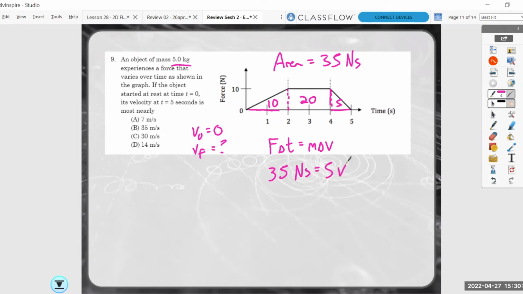And in this case, I can just write v because remember this is v final minus v initial, and our v initial here is nothing. So how much does our thing change by? Well, 35 over 5 changes by 7 meters per second in this case. So just pay attention to those graphs. They give you a graph, you're gonna have to use it in some way.